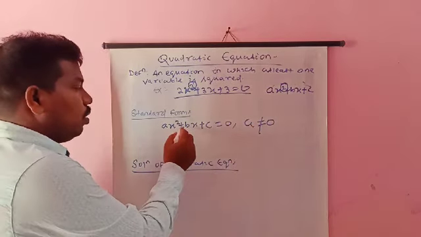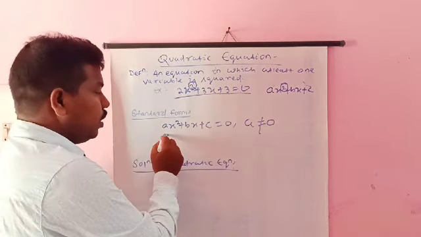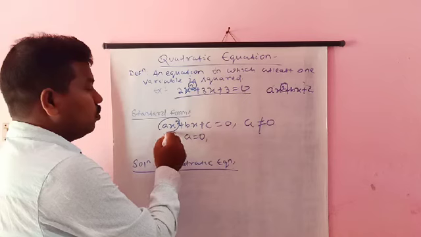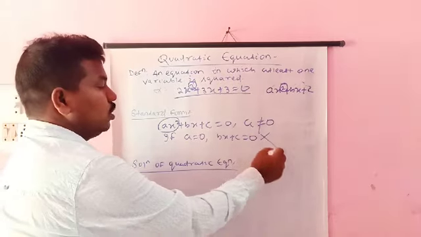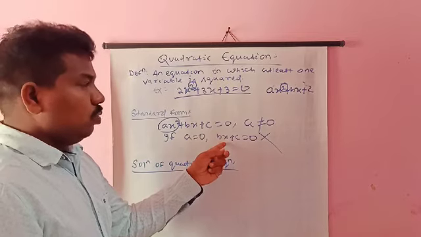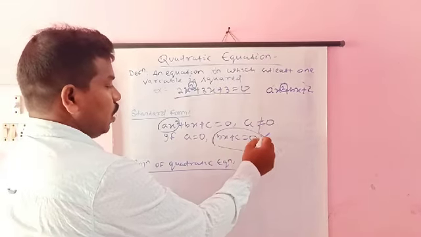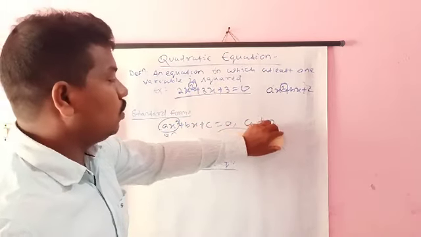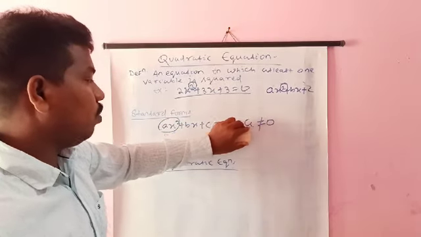If ax square plus bx plus c equals 0, it is the standard form of a quadratic equation, but here a is not equal to 0. If a equals 0, then the first term ax square will become 0, so only bx plus c remains: bx plus c equal to 0. This is not a quadratic equation, since it does not contain any variable of degree 2, one variable is not squared here. So it is totally wrong if a equals 0. Our condition is that a is not equal to 0 in ax square plus bx plus c equal to 0, and this is known as the standard form of a quadratic equation.